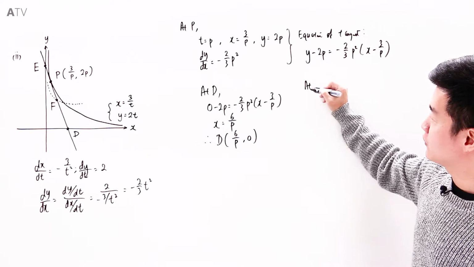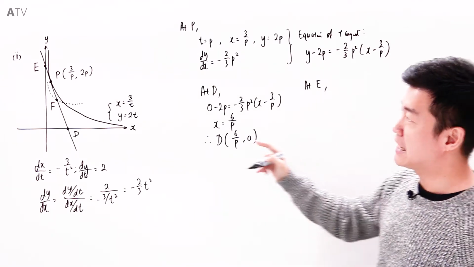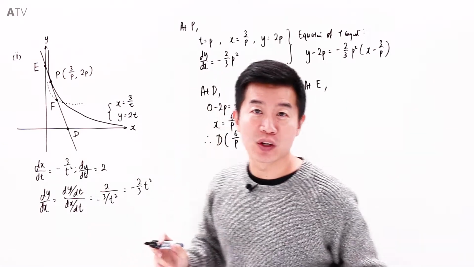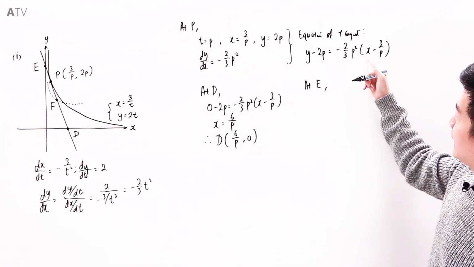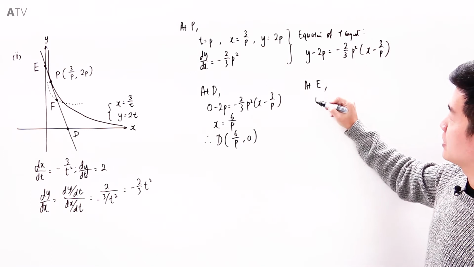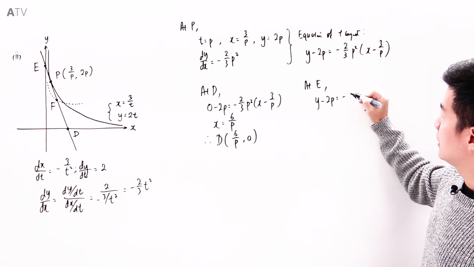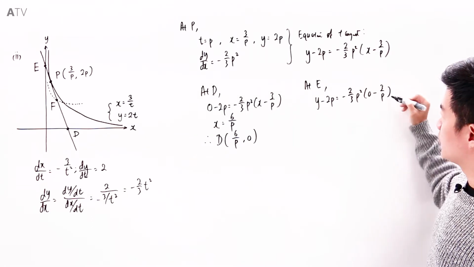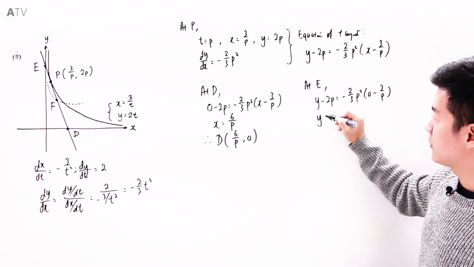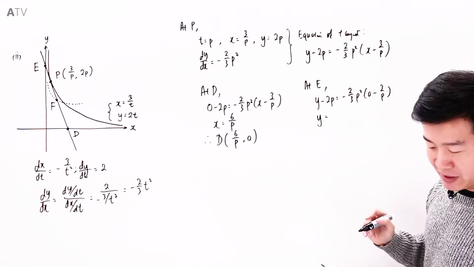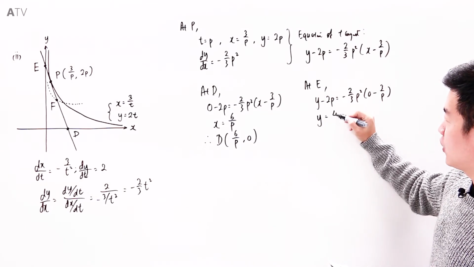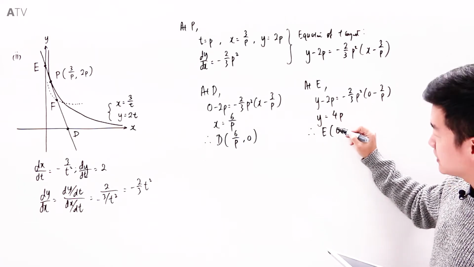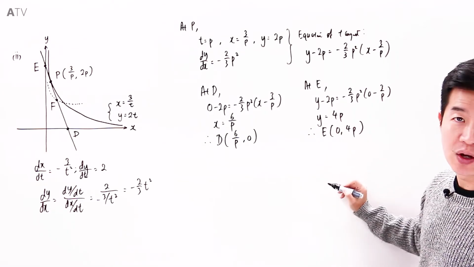This tells me that the coordinates of D will be (6 over p, 0). Let's do likewise for the point E. The point E lies on the y-axis, so the x-coordinate is going to be equal to 0. So letting x be equal to 0, it will be y minus 2p is minus 2 over 3p squared of 0 minus 3 over p. So with this, we can find the y-coordinate of E, and that will be 4p. So I know the coordinates of E are (0, 4p).